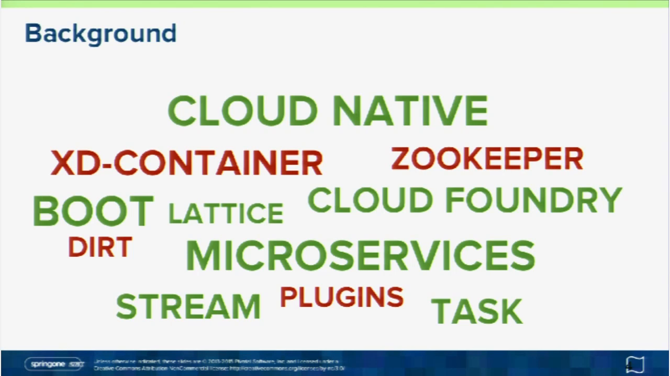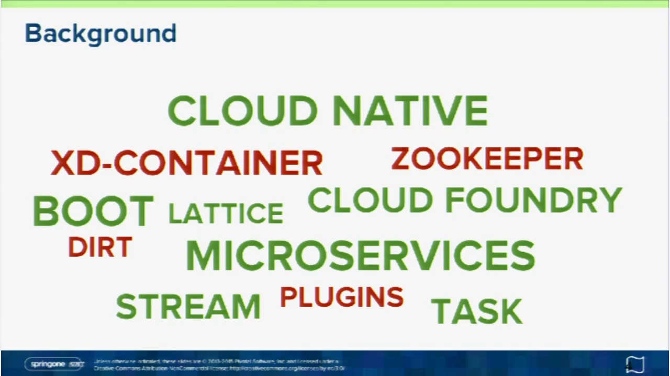But the basic idea here is that the things in green were things that were becoming more and more important to us. The things in red are some things that we're moving away from that were in Spring XD. And basically what we've done is decompose Spring XD. And one of the lower layers of that decomposition is the Spring Cloud Stream project we're talking about here.